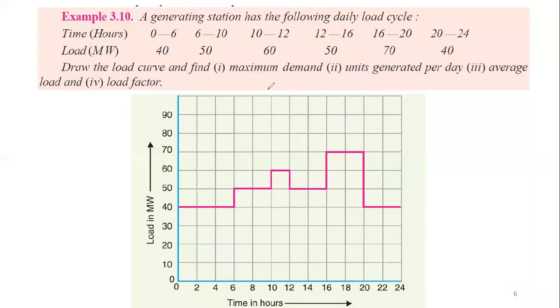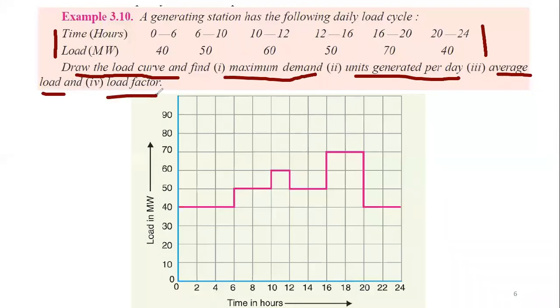A generating station has been given with the daily load curve. The values will be given. We need to draw the load curve, find the maximum demand, and the units generated per day, that means the total units generated throughout the day in this power station. Also the average load of that power station, and the load factor of that power station.